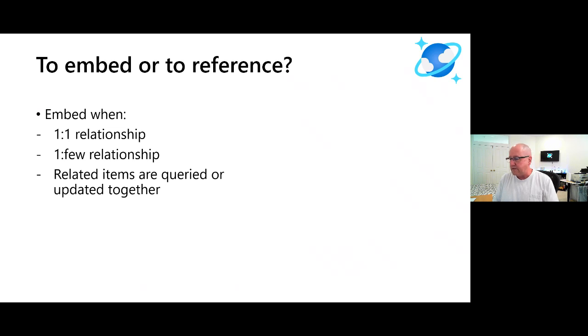The other rule is that these items are queried or updated together. And this makes sense because in a NoSQL database, if you can embed that into a single document, you can retrieve all of the data that you need with just a single request. And that's going to be faster and consume less resources. And in a scenario when you want to build something to scale, that's an objective you want to go for. So that's when you embed.